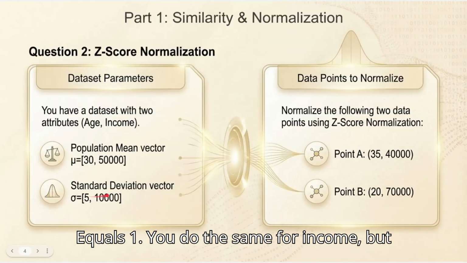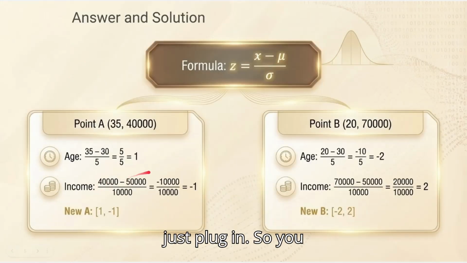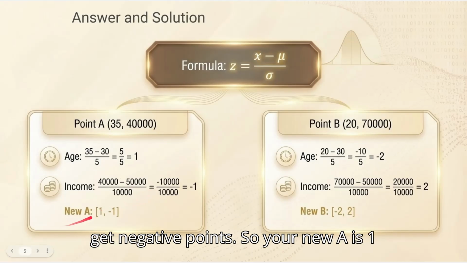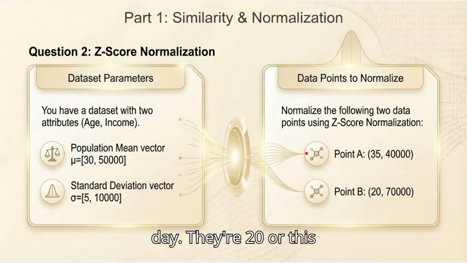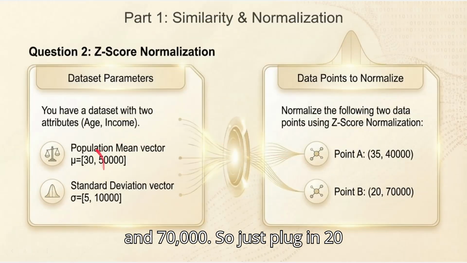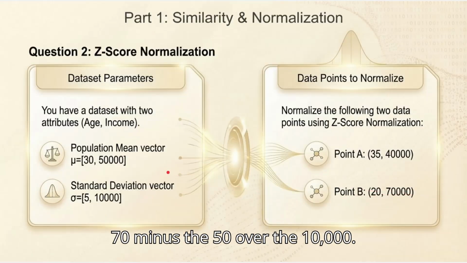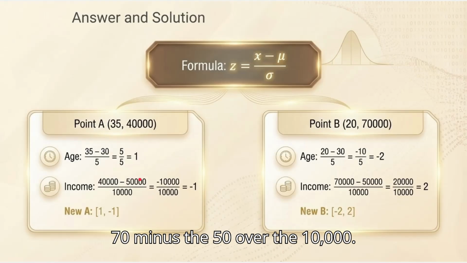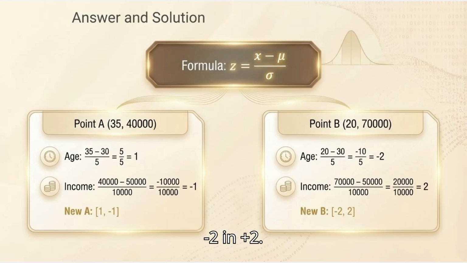We do the same for income, but instead you use 10,000 and 50,000. You just plug in and you get -1. So your new A is 1 and -1. Point B, same thing. This person's data was 20 and 70,000. So just plug in 20 minus the 30 over the 5, then 70,000 minus the 50,000 over the 10,000, and you would get 2. So the new vector for B is -2 and +2.